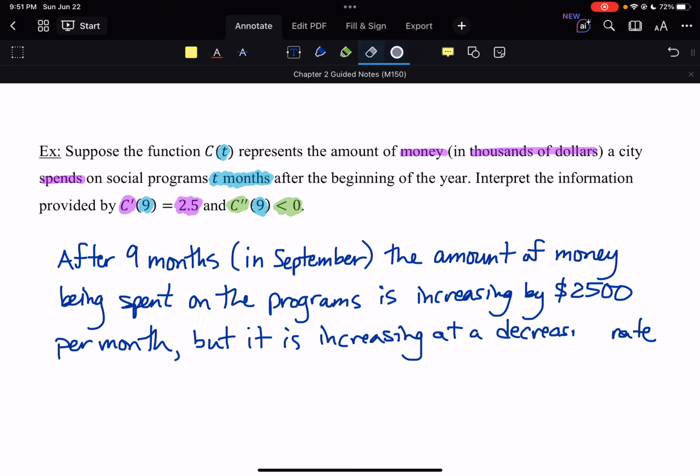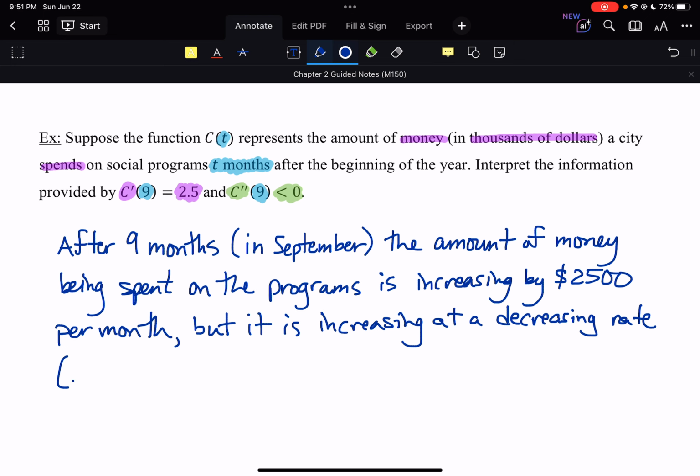Okay, so we're still adding money into the programs, but the amount of money that's getting added is getting lower. The amount that they spent is increasing by $2,500, but maybe the previous month the value increased by $3,000, and maybe next month it'll only increase by $2,000. The amount that it's getting increased by is less and less and less.